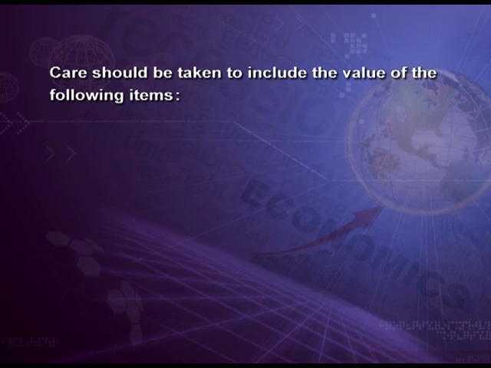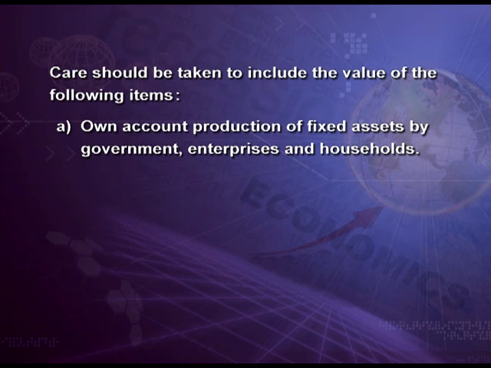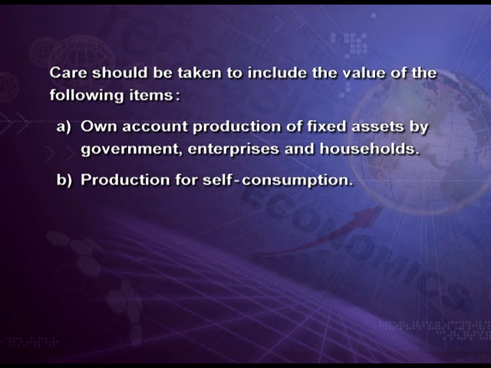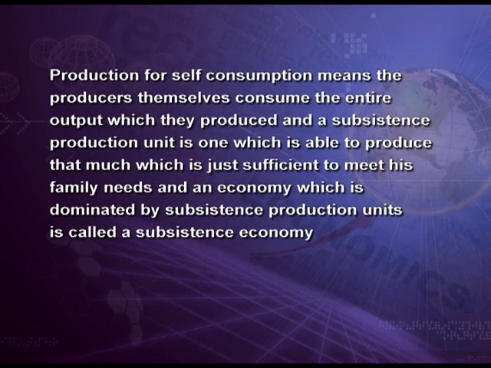Care should be taken to include the value of the following items. That is, own account production of fixed assets by government, enterprises and households. Second, care should be taken for production for self-consumption, that is, which is not sold. Third, imputed rent of owner-occupied houses. Production for self-consumption means the producers themselves consume the entire output which they produced. And a subsistence production unit is one which is able to produce only that much which is just sufficient to meet his family needs.